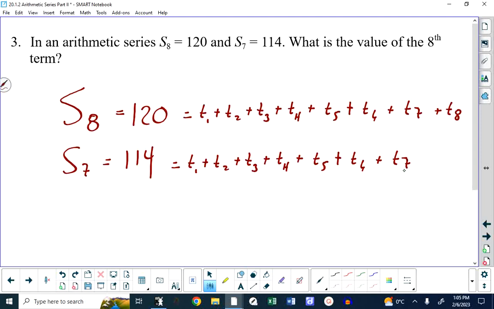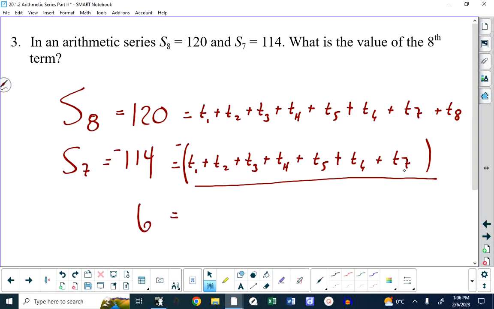Why is S8 bigger than S7? Well, because it's adding more terms, isn't it? How many extra terms is it adding? Just that one extra term, just that 8th extra term. The difference between these two numbers, if I subtract that, 120 minus 114 is 6.